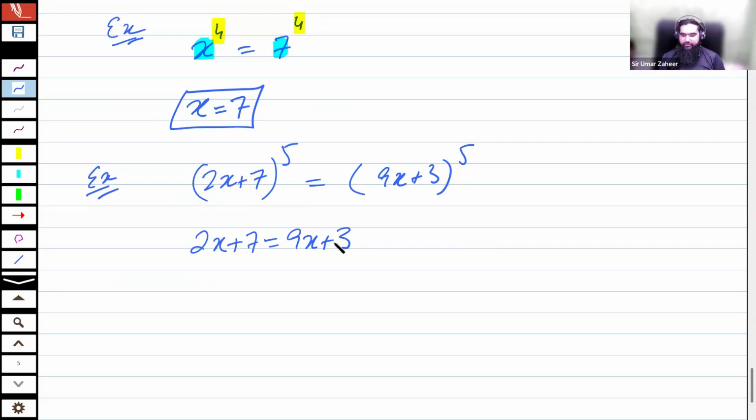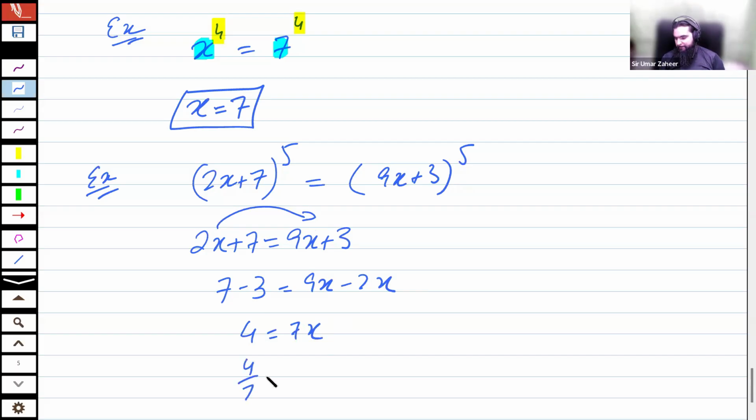Now it's a linear equation, you can solve it. It will be 7 minus 3, 9x plus 2x will become minus 2x. It will be 4 is equal to 7x. 7 is multiplying, so it will be divided, so you will get the value of the variable.